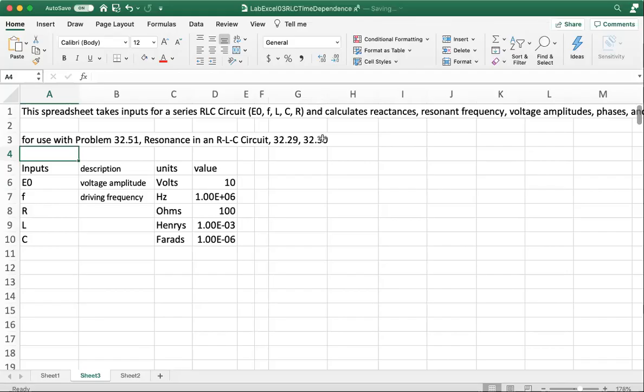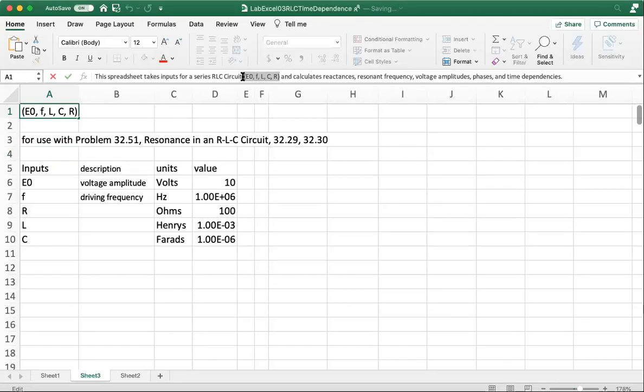All right, good morning. This video is to help you construct a spreadsheet for an RLC circuit, so a series RLC circuit. I started out already here. A good thing to have is a description: what is the code going to do? So this says here, we're going to take inputs for the RLC circuit, and those inputs are these 5 quantities here.